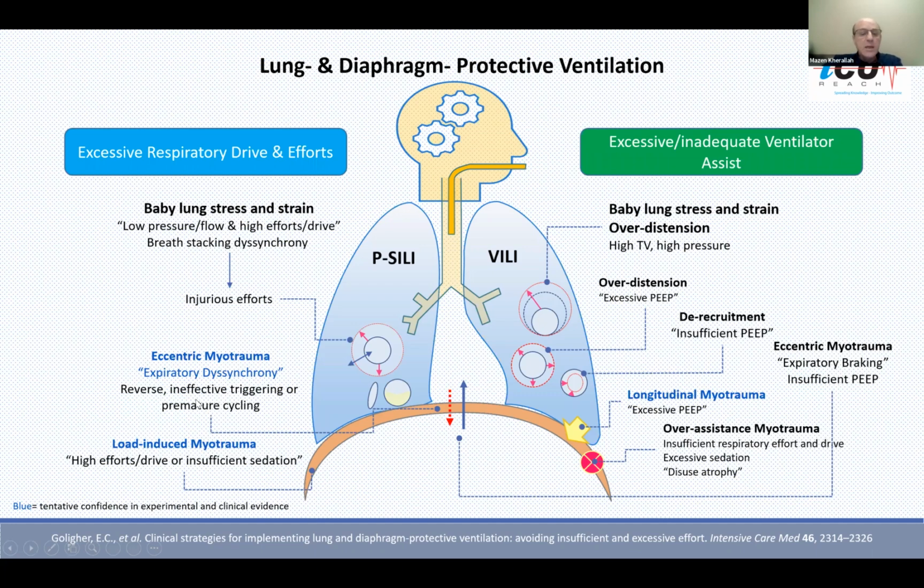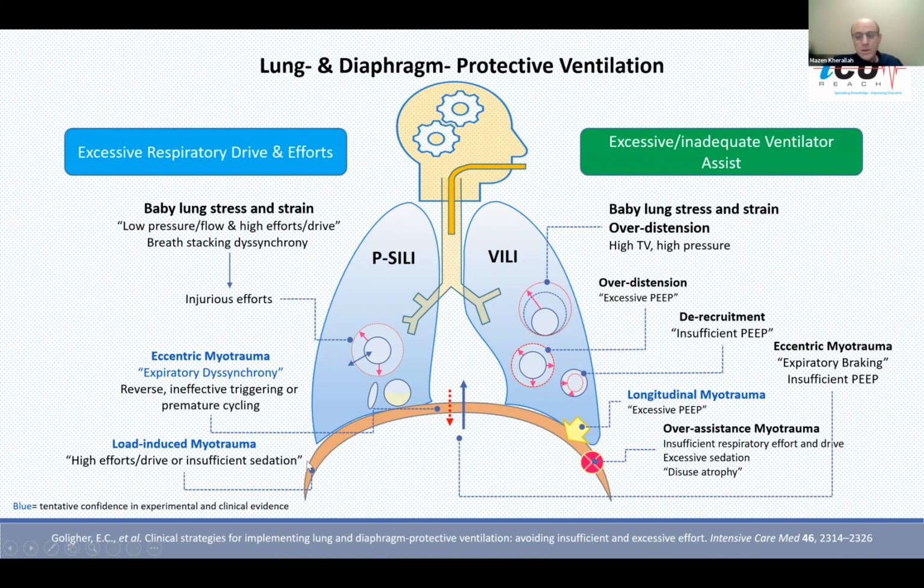If the patient has ineffective triggering or premature cycling on the ventilator, we end up having eccentric myotrauma, which is expiratory dysynchrony. Dysynchrony during expiration, movements of the diaphragm in different directions than what it should be. This is eccentric myotrauma. And at the same time, if we do not assist enough, we're going to have load-induced myotrauma, or maybe the patient has excessive efforts. At that time, he has high efforts, high drive, or if you're not sedating the patient very well, you end up having load-induced myotrauma.